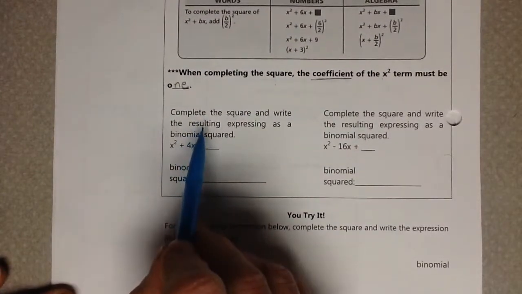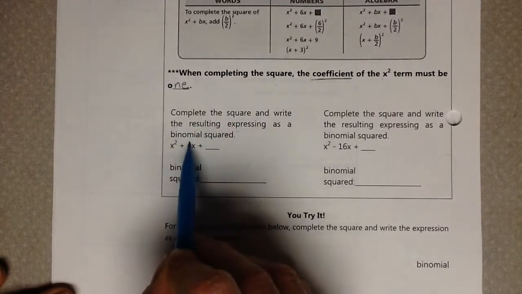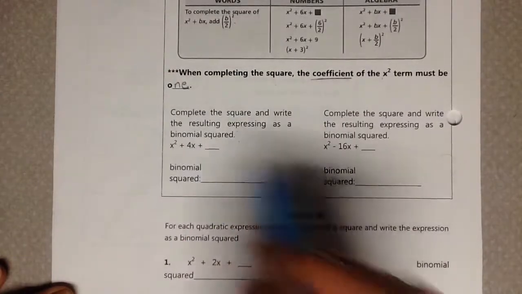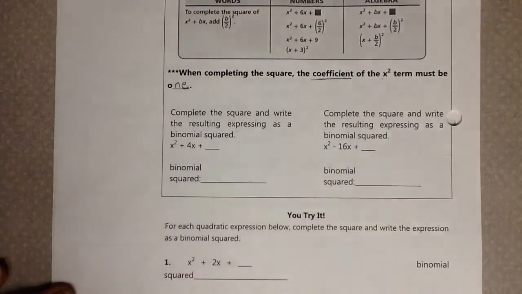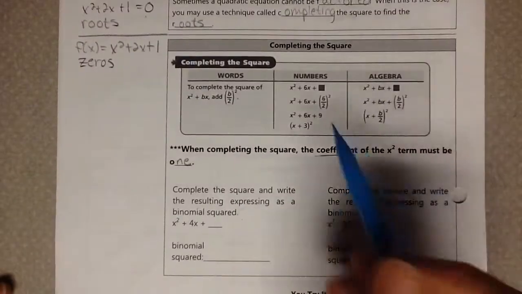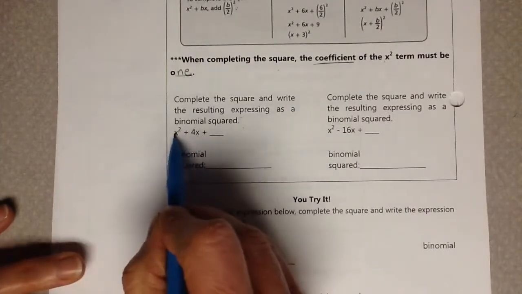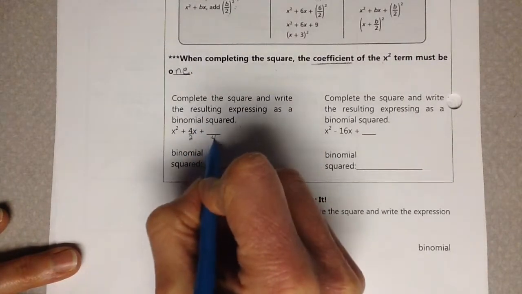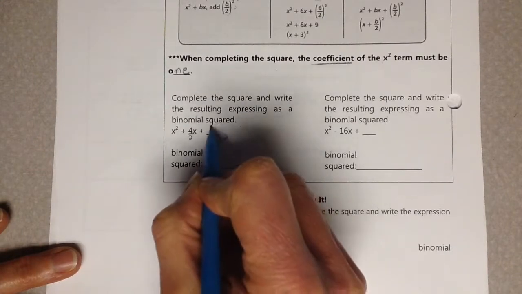So to complete the square and write the resulting expression as a binomial squared, the first thing that we have to do is make sure that we're in standard form. So the x squared term is first, and then the x to the first term is second. If we look back up here, we want to take b divided by 2 and square it. So this is our a, this is our b. We're going to divide this by 2, and then we square it. So this is 4 divided by 2 squared. So that'll give us 2, and we square it to get 4.